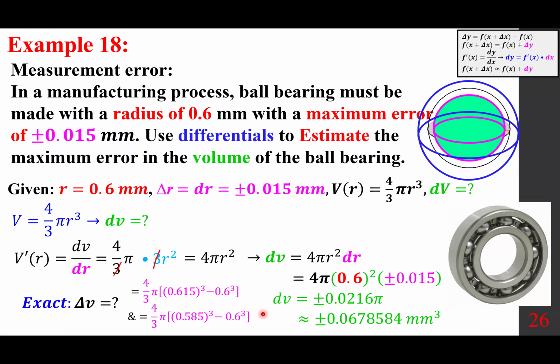And it will be close to this on the positive and the negative side, because this is fairly small compared to the choice of R.